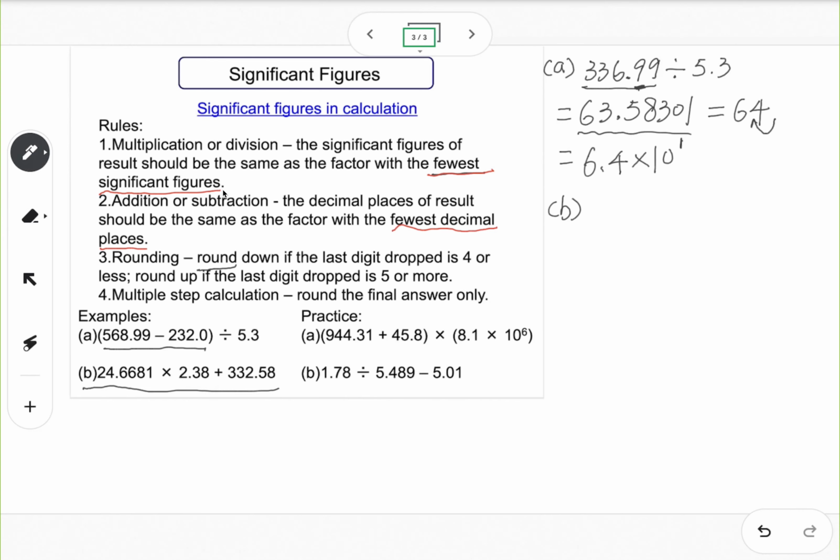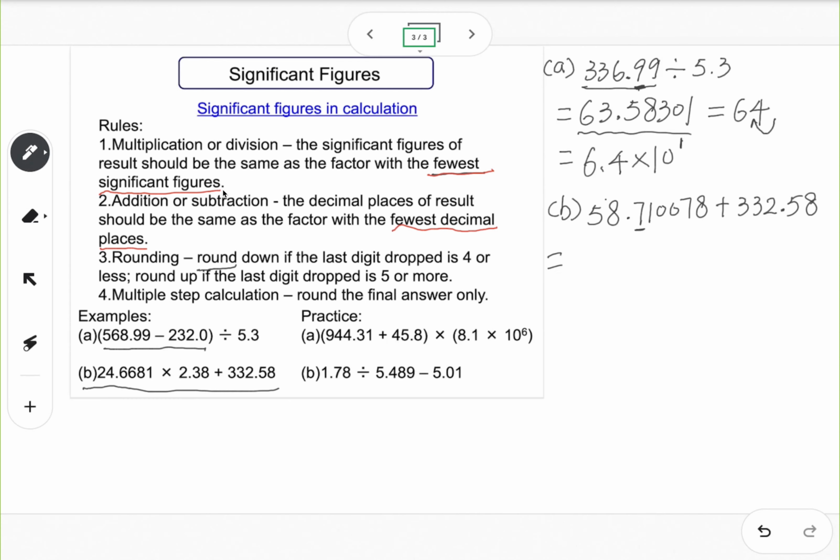Okay, so for B here, the multiplication gives you 58.710078. As I mentioned, for an intermediate answer, you can keep as many digits as possible. Of course, then plus 332.58. As I mentioned, this intermediate answer from this multiplication is supposed to have only 3 significant figures. So I highlight the 7 to tell me that I am supposed to have 3 significant figures for this intermediate answer. All right, now let's continue.